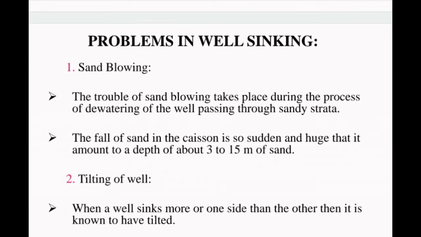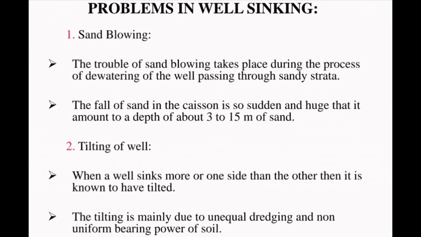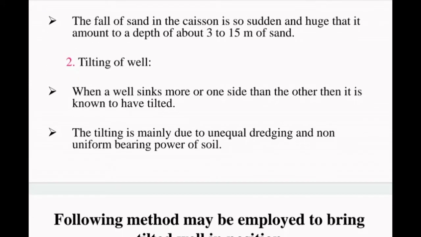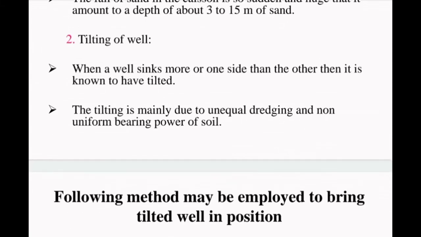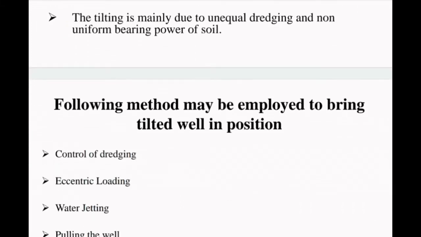And there are some problems in well sinking. The first one is sand blowing. The trouble of sand blowing takes place during the process of dewatering of the well, passing through sandy strata. Next one is tilting of well. It is a major problem in wells. When the well sinks more on one side and then on the other side, it is known to have tilted. The tilting is mainly due to unequal dredging and non-uniform bearing power of the soil.